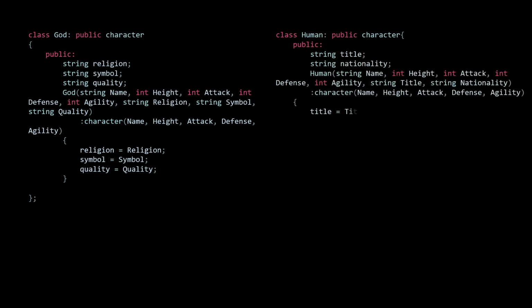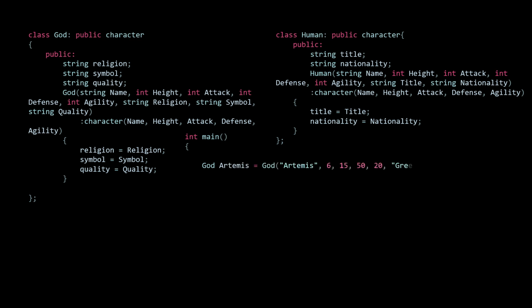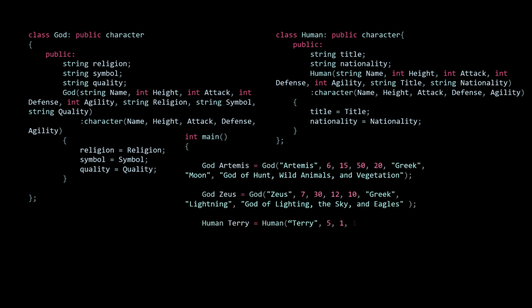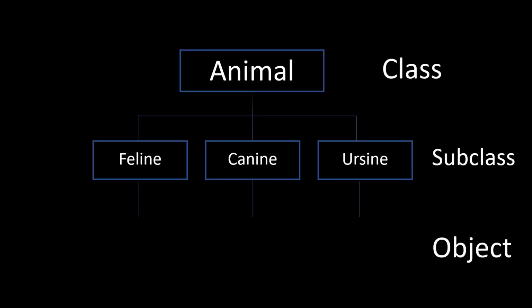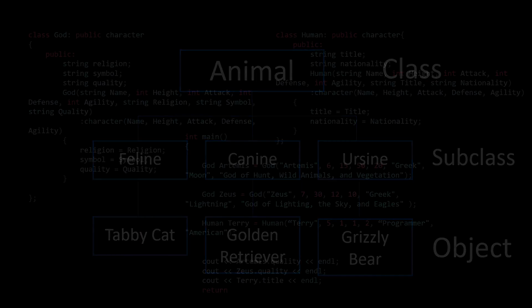In this example, the God class inherits from the character class and adds additional attributes like religion, symbol, and quality. The human class also inherits from the character class but includes attributes like title and nationality. By utilizing inheritance, we can reuse code from the parent class and create specialized classes that build upon it. Inheritance provides a way to organize and structure code, promoting code reusability and maintaining a clear hierarchy between classes.